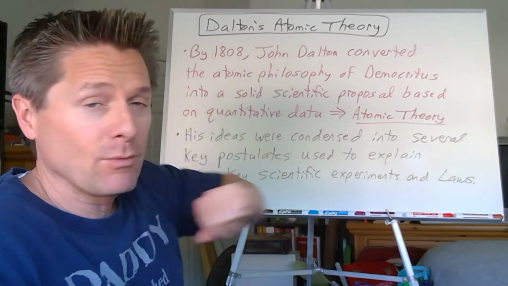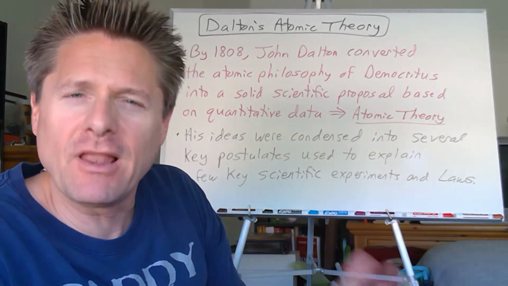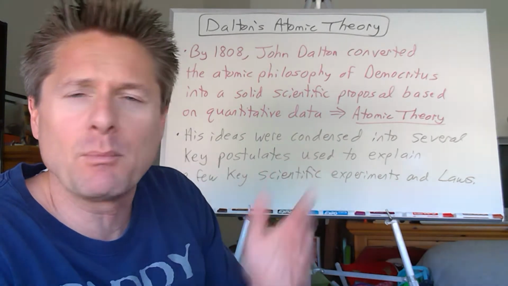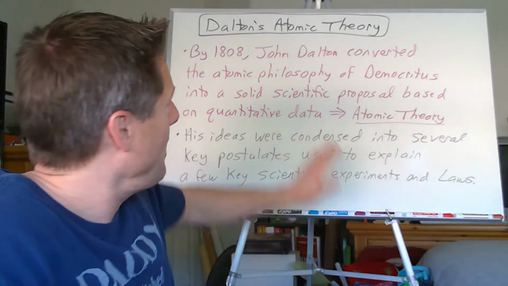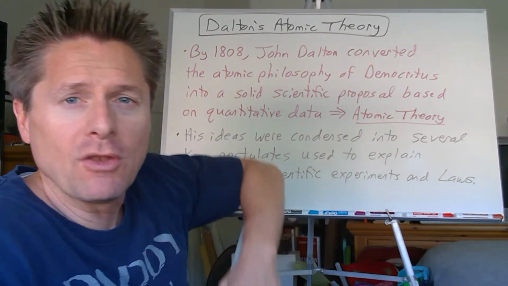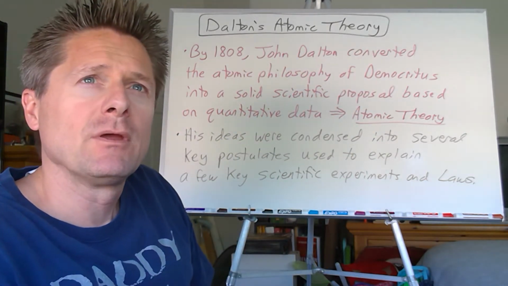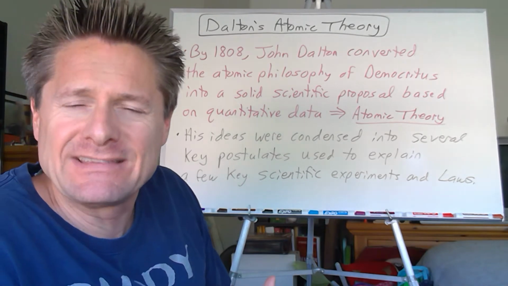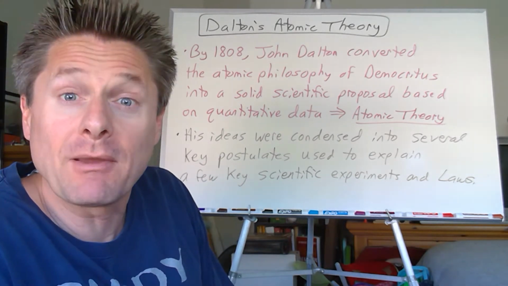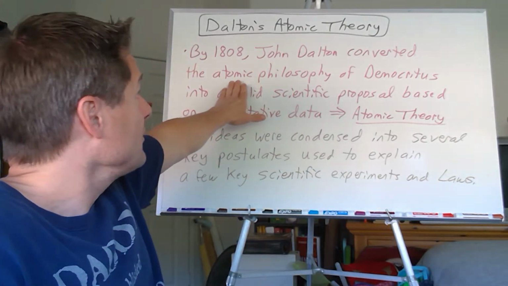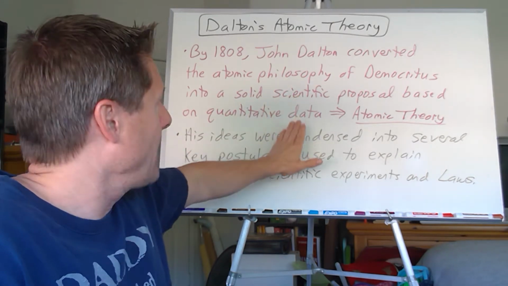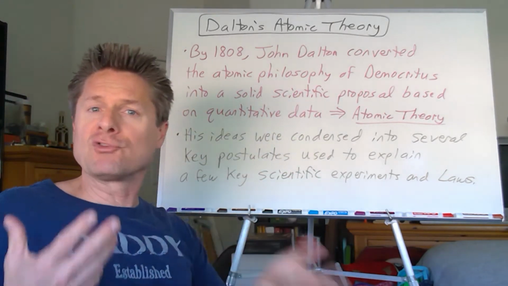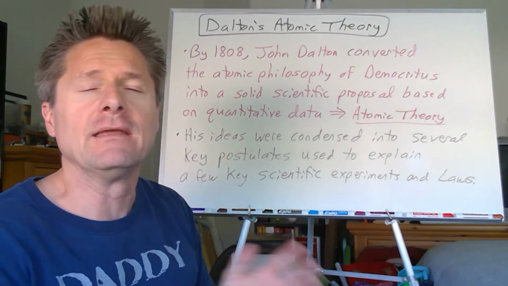All right. So we're talking by 1808, developed over several years, probably about 4 or 5 years or something like that. But by about 1808, John Dalton was able to condense all of his ideas into several postulates. That was called Dalton's atomic theory in time. So he converted the atomic philosophy of Democritus into the scientific proposal. Of course, we know that now as Dalton's atomic theory.